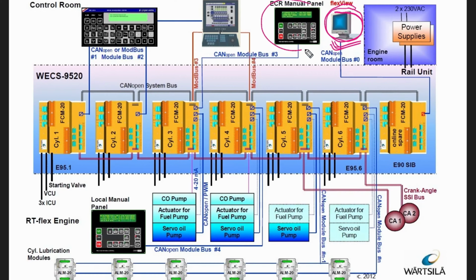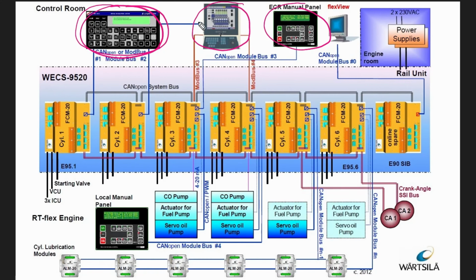These are for maneuvering, local ECR maneuvering, for starting and stopping the main engine. You can do it with this local panel. This is basically the safety system which is present in the control room. I'll show you the clip of this. This is present in ECR. In my ship I have not seen this, so maybe this is optional, and this is the power supply, and this is the Flex view.